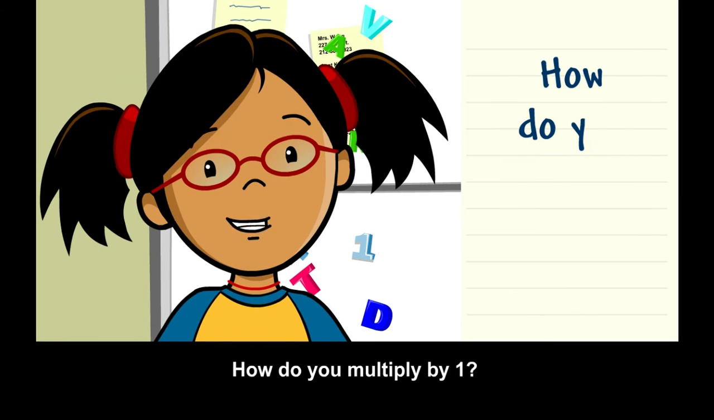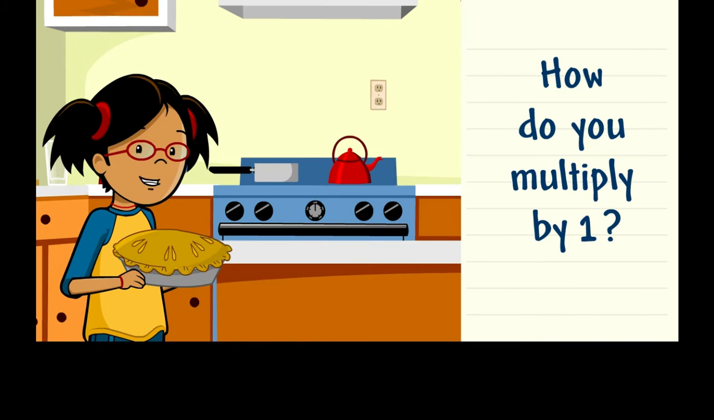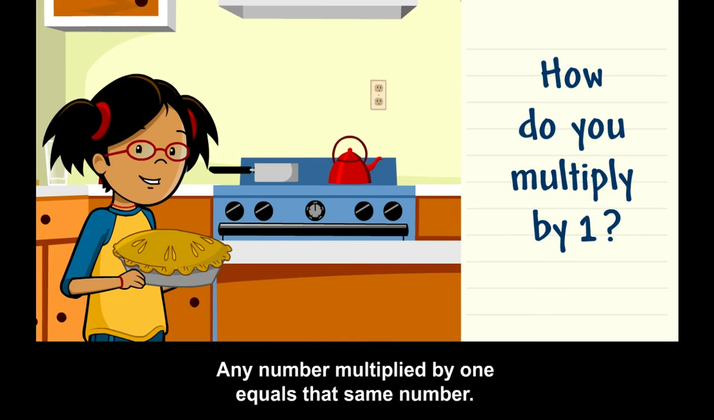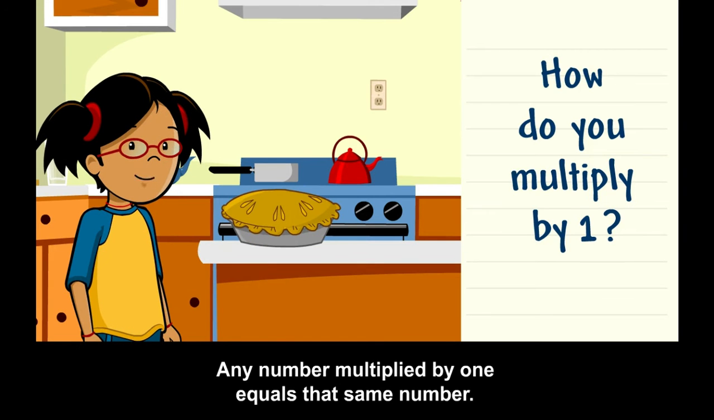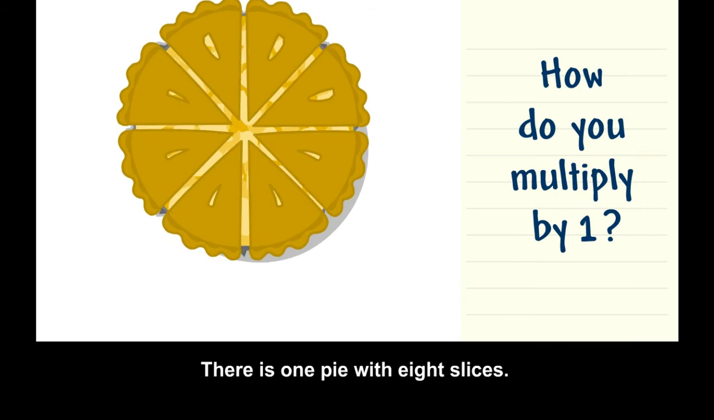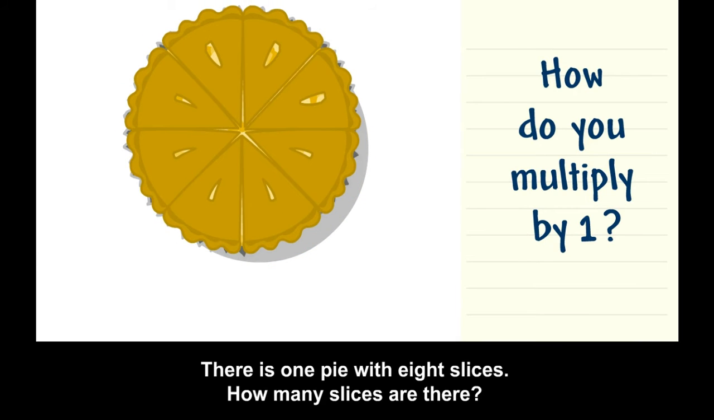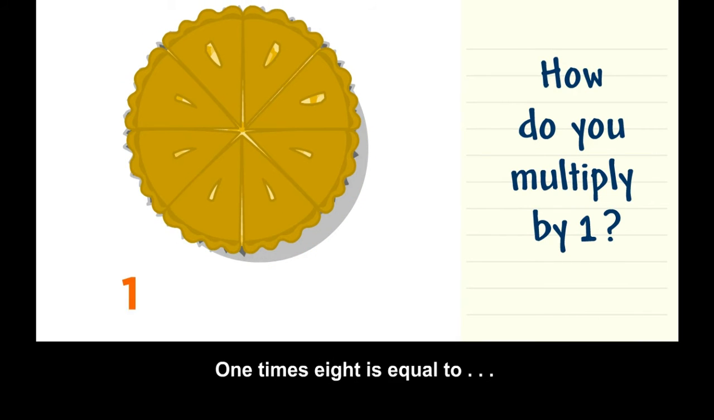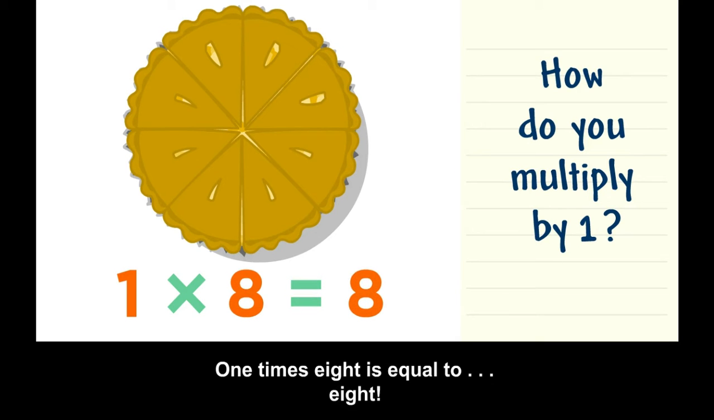How do you multiply by 1? Any number multiplied by 1 equals that same number. This is 1 pie with 8 slices. How many slices are there? 1 times 8 is equal to 8. There are 8 slices.